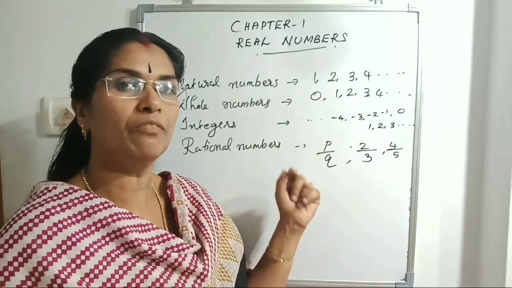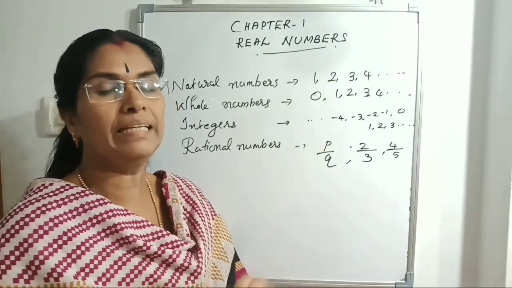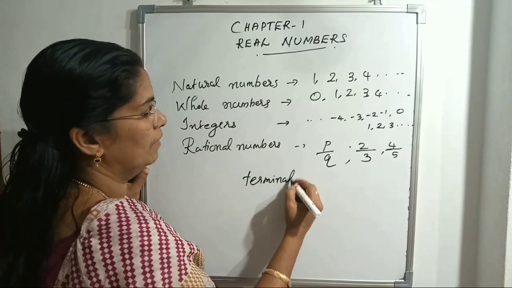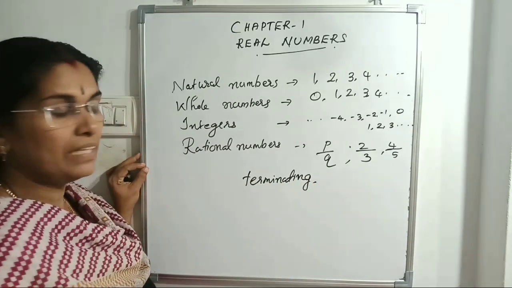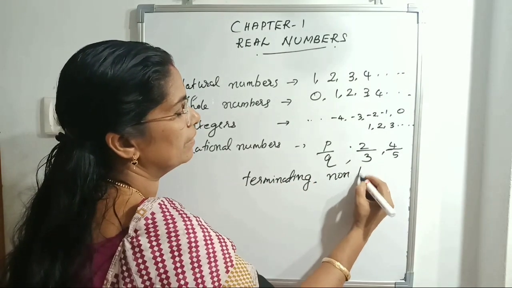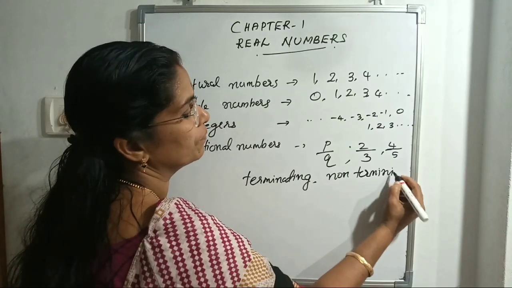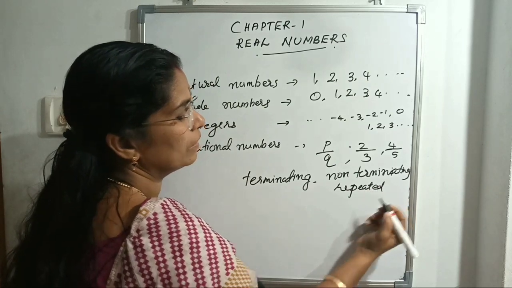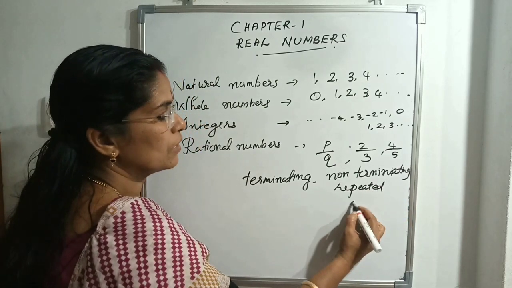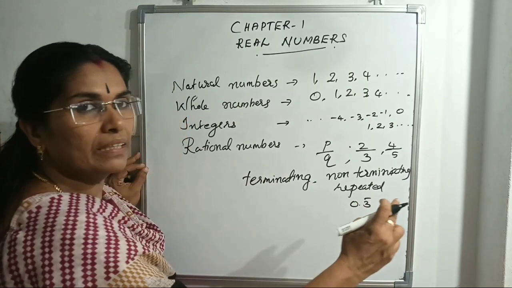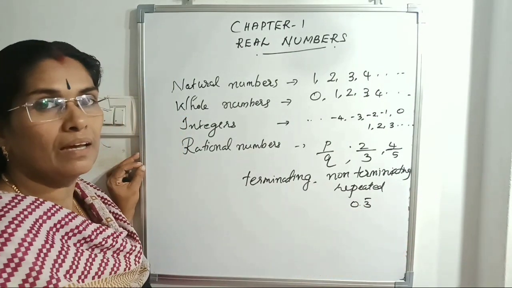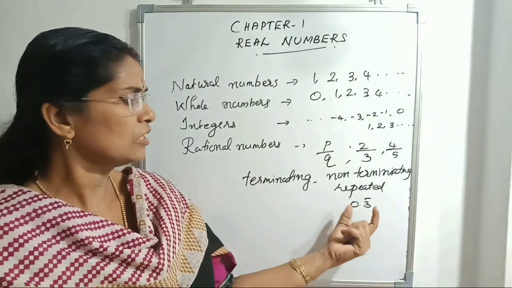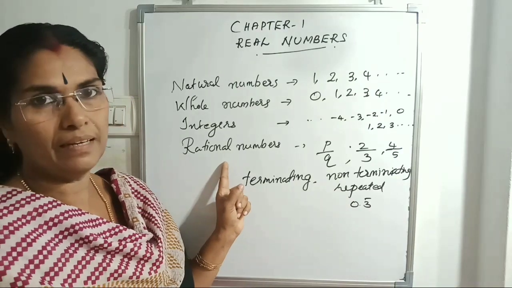Among these, we learned one more kind of number. It is terminating decimals, and another one is non-terminating repeating decimals. Do you remember that 0.3 bar, 0.33, etc.? This number we are changing into a rational number in the form p by q. Last year we solved many questions of this type. So all these are rational numbers.